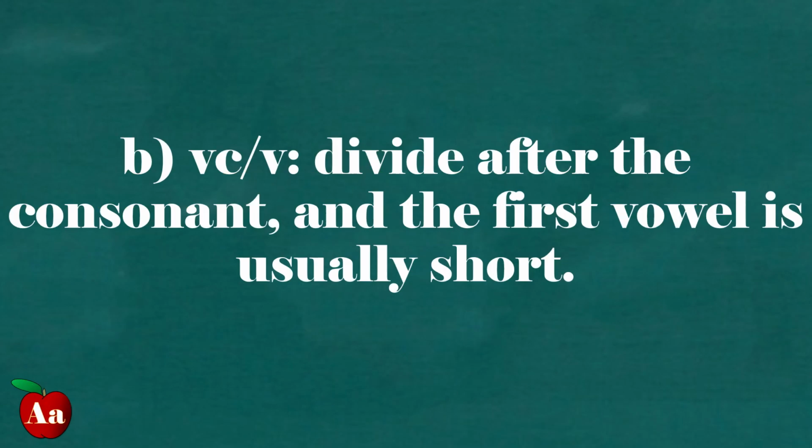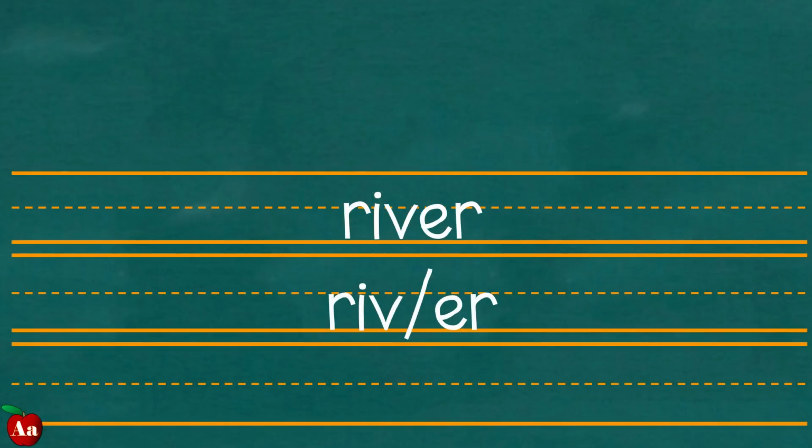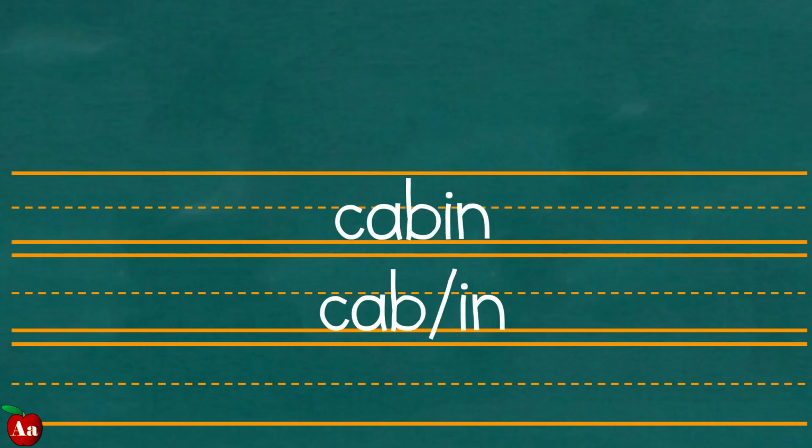Option B, divide after the consonant and the first vowel is usually short. River is divided between the V and the E. Cabin is divided between the B and the I.